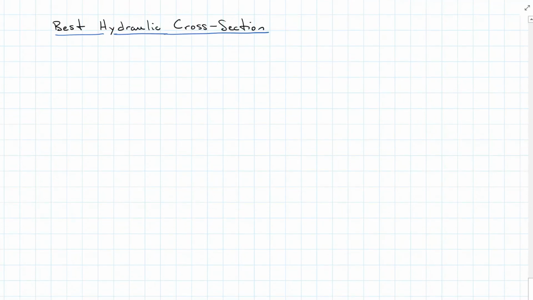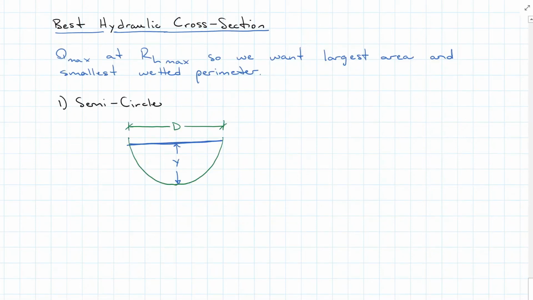So I've been giving you cross sections up to this point, but what's the best hydraulic cross section? The best hydraulic cross section is where there's the largest area for a given perimeter, because we want that maximum hydraulic radius, right? A semicircle, of course, is the best hydraulically, but it's kind of expensive to make. Your depth of flow y, that's going to be your optimal depth, ends up being the diameter divided by 2, or the radius.